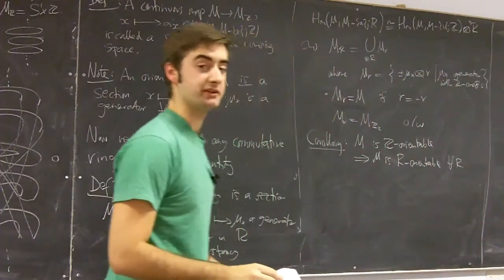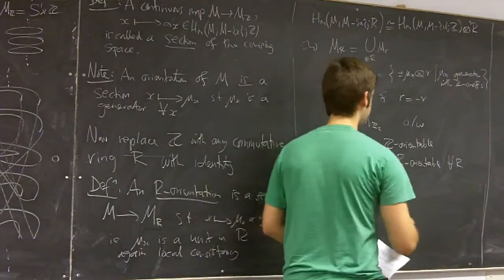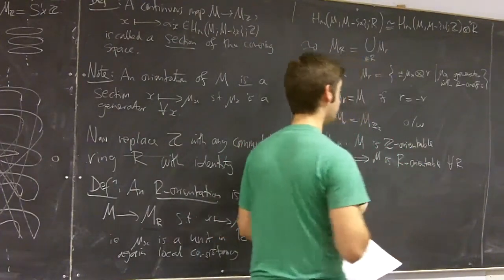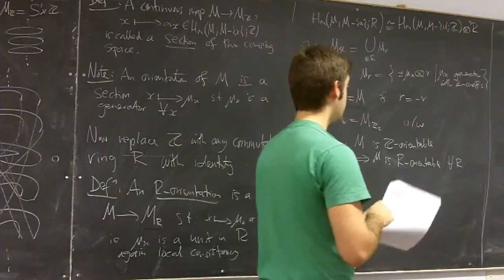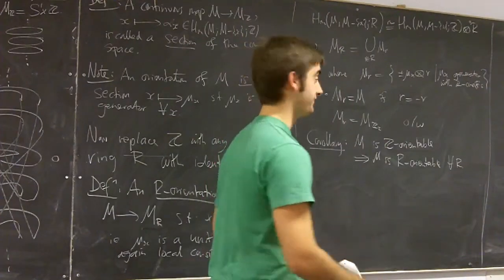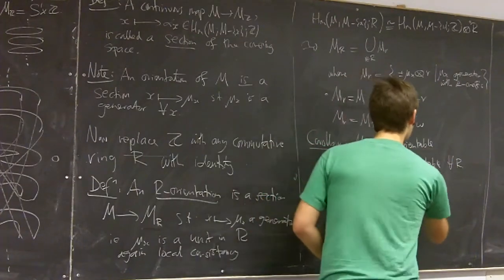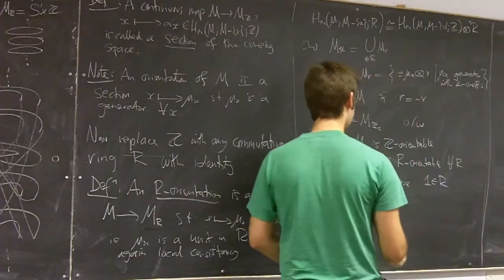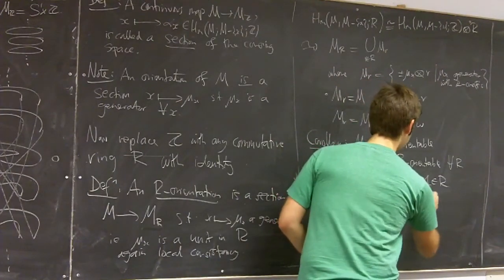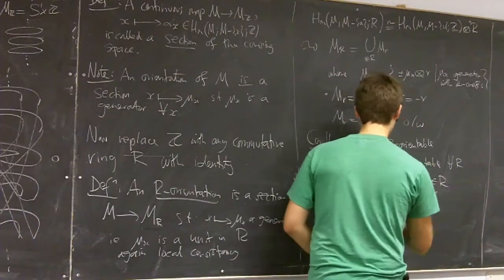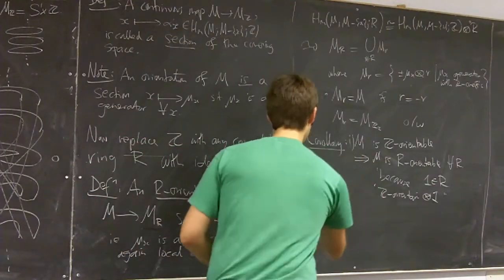Well, why is this? I was very careful to specify that my ring had an identity. So you can just look at the section given by the Z orientation and tensor that with 1, and that gives you an R orientation. So this is because 1 is in our ring, so we take the Z orientation tensor 1. This is the first corollary.